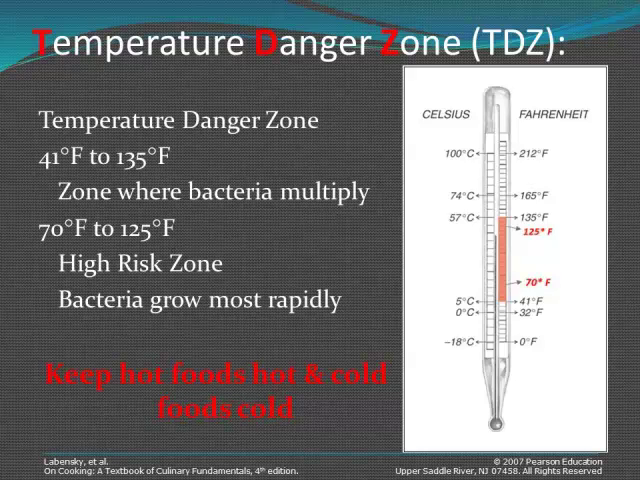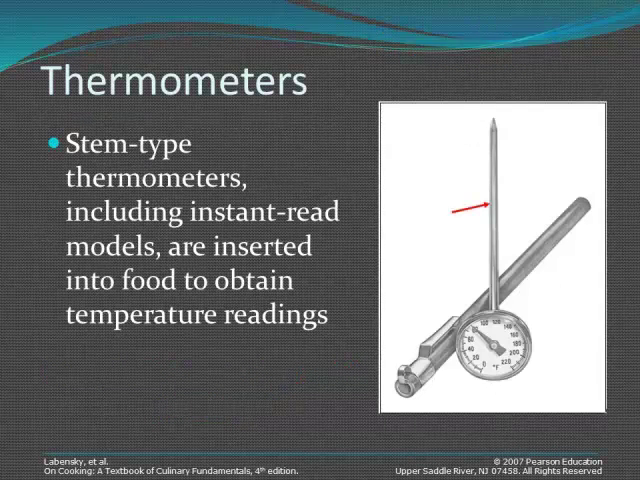So you have the TDZ of 41 to 135, and the high risk zone is in that, which is 70 to 125. And if you look at the thermometer on the right side of the screen, you'll see that I've marked those in red. Speaking of temperature, how do we gauge temperatures? How do we monitor that? And that's going to be through actually taking the temperature, not assuming, not doing a touch test and so forth.